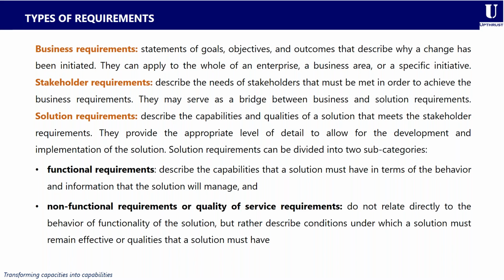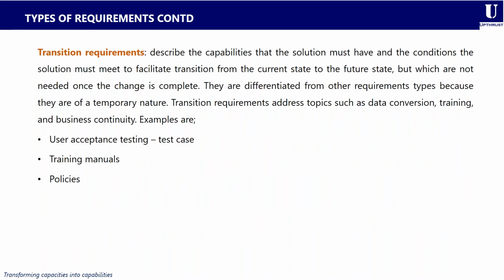So, down to transition requirements, which is a fourth type of requirement. This describes the capabilities that the solution must have and the conditions the solution must meet to facilitate the transition from whatever current state it is to the future state it desires to be. But these transition requirements won't be required or needed once that change has been complete.